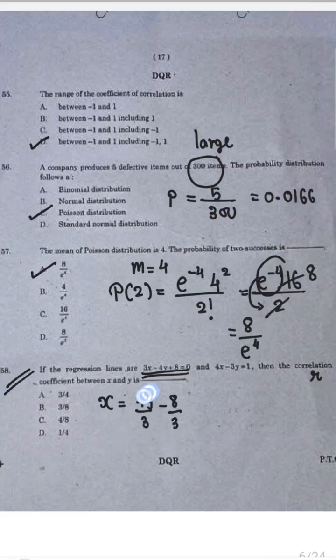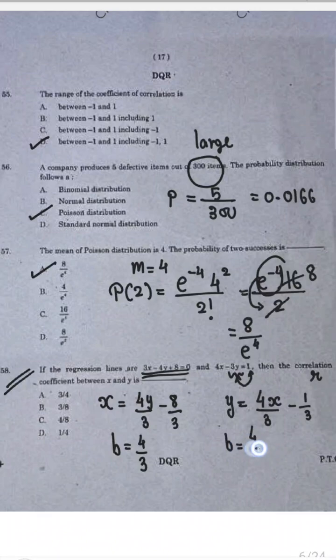So the first b value is nothing but 4 by 3. Now over here I'll write y equal to. I don't know whether it is bxy or byx ultimately, so I just write b. For the other, writing y equal to, I take minus 3 to this side and 1 to this side. I'll get 4x divided by 3 and then minus 1 by 3. So the other b value is also 4 by 3.